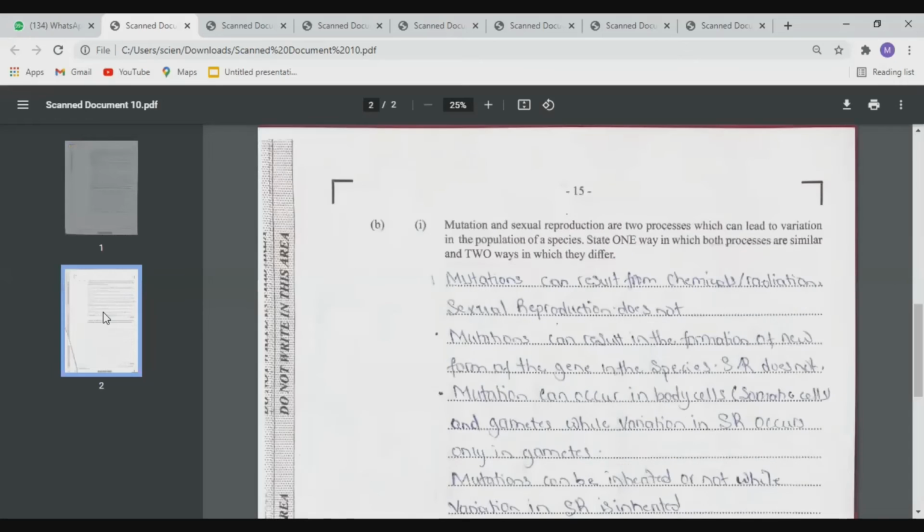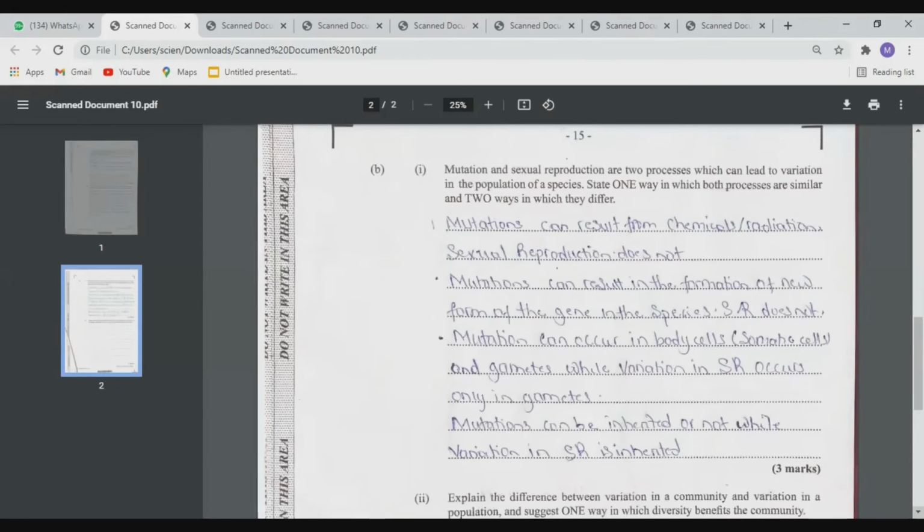So I have some other differences. Mutation can result from chemicals or radiation, while sexual reproduction does not result from those. Mutation can result from the formation of a new gene in the species. Sexual reproduction does not. Mutation occurs in body cells or somatic cells, and gamete cells, while sexual reproduction is only gametic cells. Last one, mutation can be inherited or not, while variation in sexual reproduction is inherited.